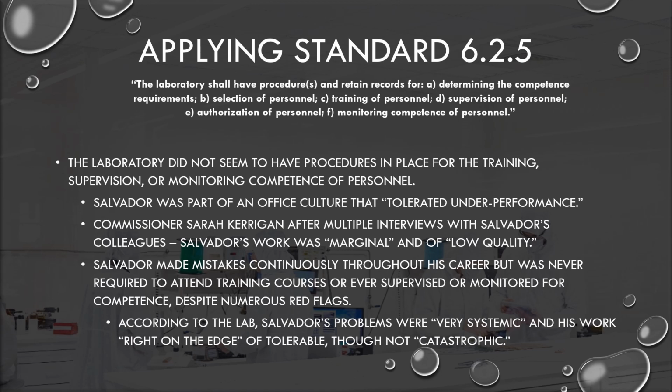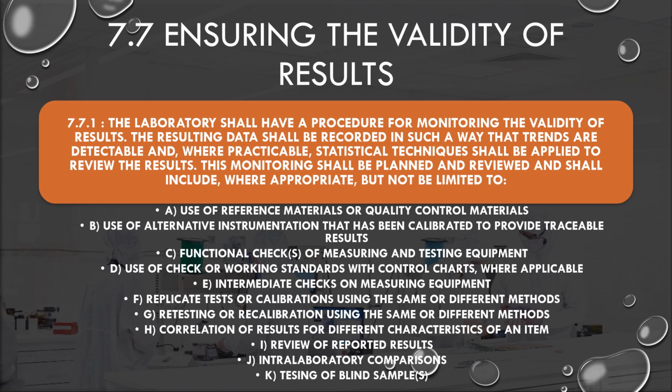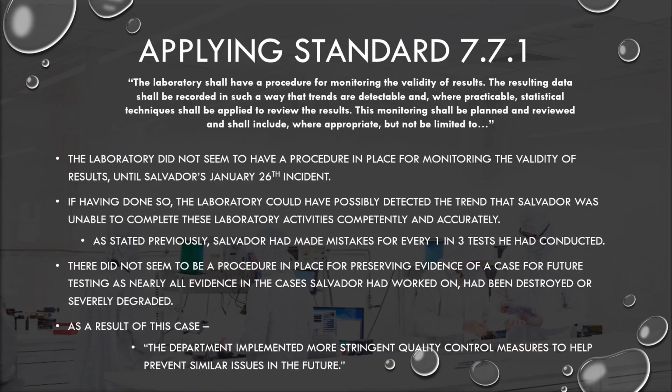The third standard in question comes from section 7.7, ensuring the validity of results, and this standard is 7.7.1. Now, regarding the standard, the laboratory did not seem to have a procedure in place for monitoring the validity of results until Salvador's January 26 incident. If they had, the laboratory could have possibly detected the trend that Salvador was unable to complete these activities competently and accurately. As was stated previously, Salvador had made mistakes for about every 1 in 3 tests he conducted.